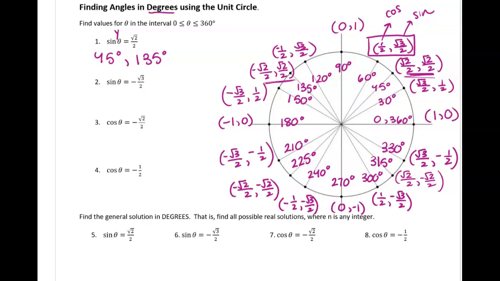Now number 2, we have a y value again. So for which theta, for which angle, is the y value negative root 3 over 2? You're really just looking around the unit circle for the y value that's negative root 3 over 2. And this is true for 240 degrees, and it's also true for 300 degrees.